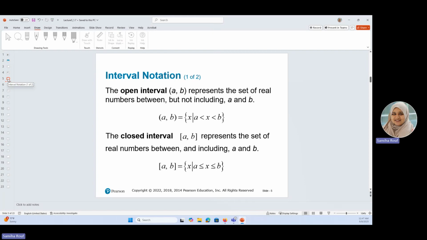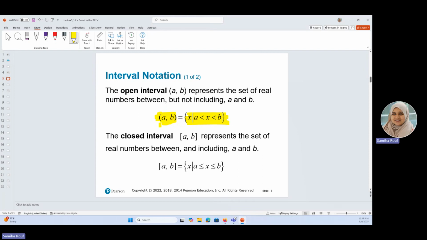How do we represent these values? Well, there's multiple ways to do this. One way is known as the set notation. So this setup right here is the set notation. The other way is known as interval notation, which is right here.